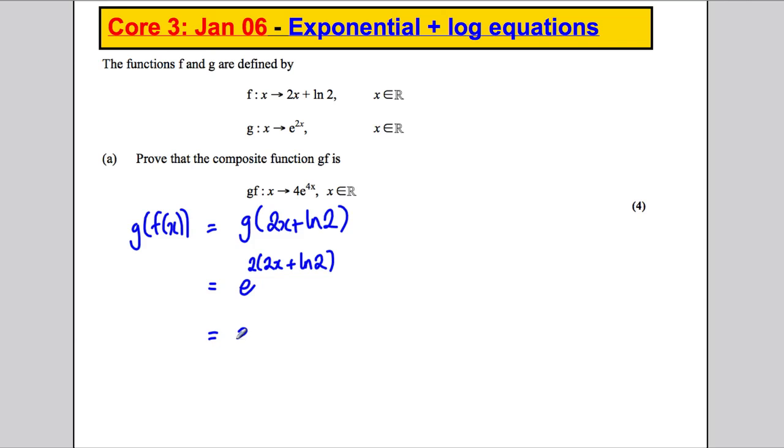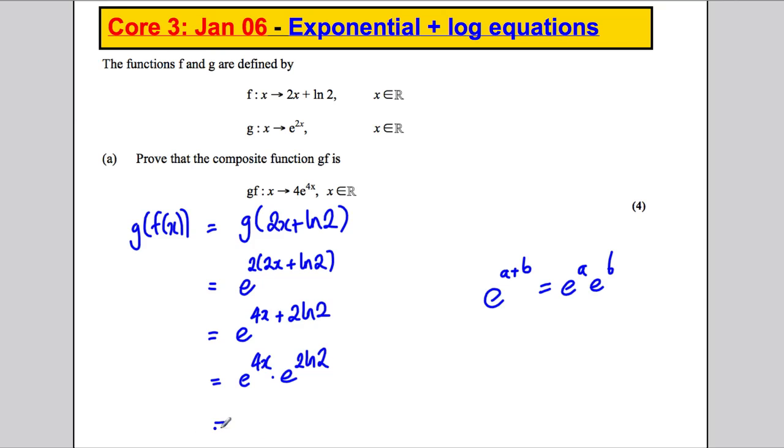which is equal to e to the 4x plus 2 ln 2. Remember, for some number, let's say e to the a plus b, that's e to the a, e to the b. So here this would be e to the 4x multiplied by e to the 2 ln 2. e to the 2 ln 2 is 4, because e to the 2 ln 2 is the same as e to the ln 2 squared, which is the same as 2 squared, which is 4. So this is equal to 4 e to the 4x, and we're done. And we have done exactly what is asked for in this part here.